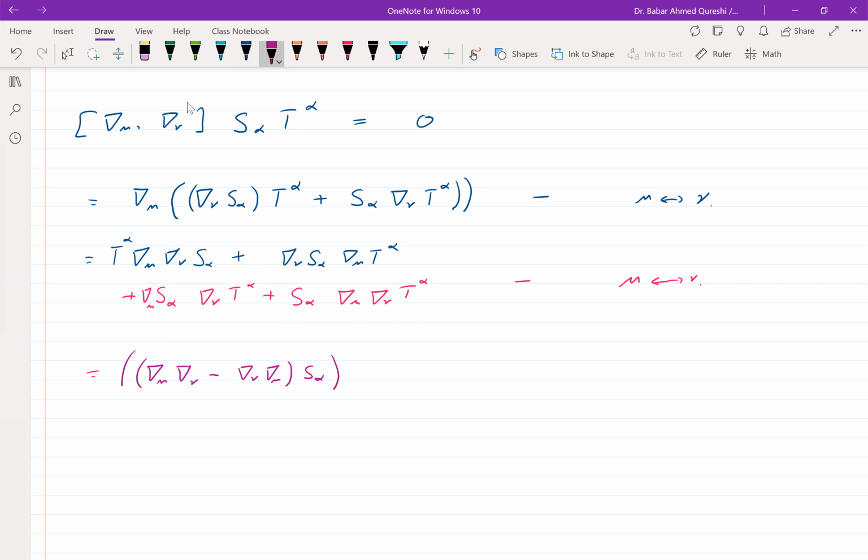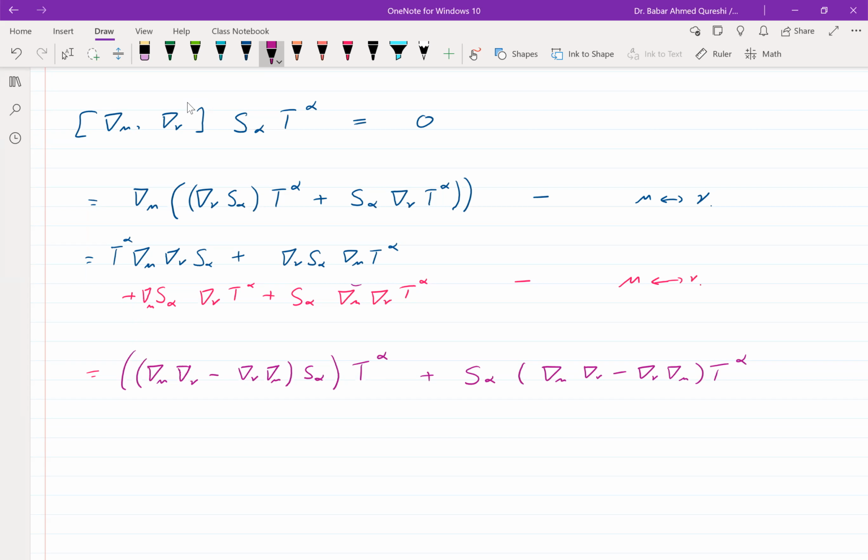And this whole thing is multiplied by t alpha. Similarly, I have this term coming in, s alpha d mu d nu minus d nu d mu t alpha. Then I have these terms. But what do I get from here? I have d mu s alpha d nu t alpha.